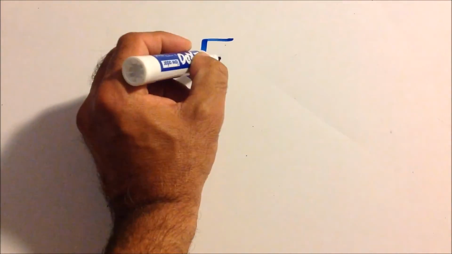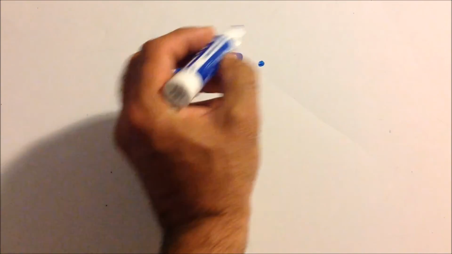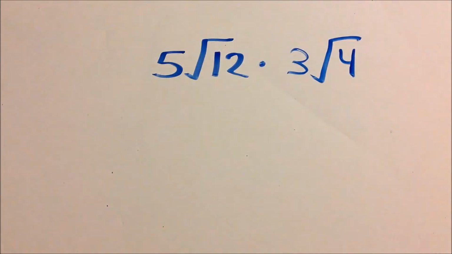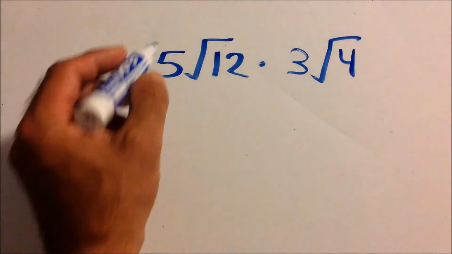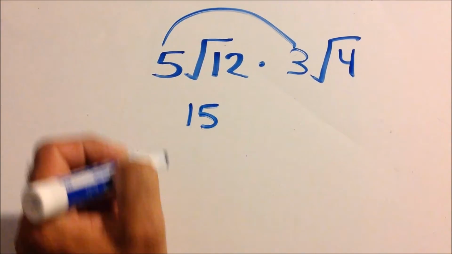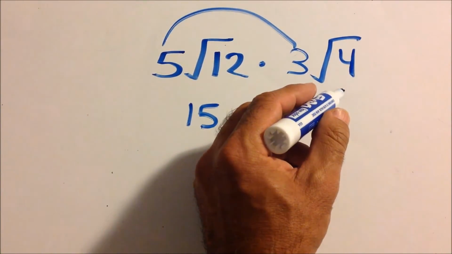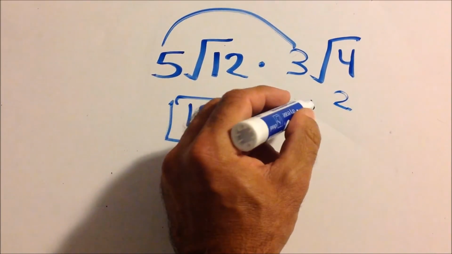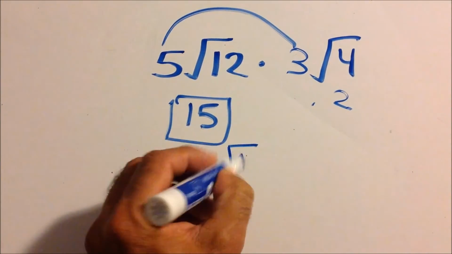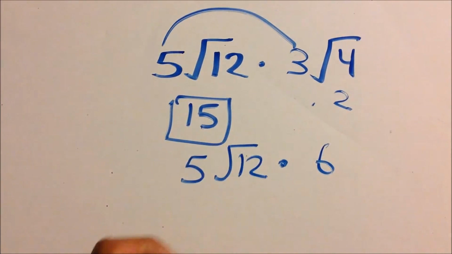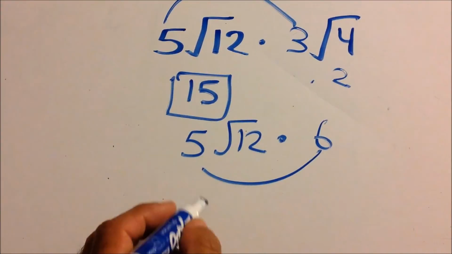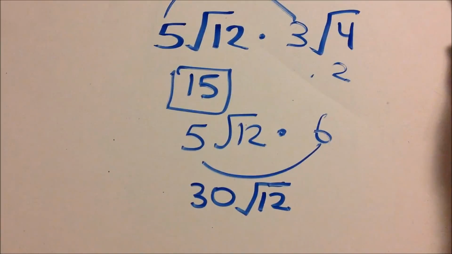5 square root of 12 times, let's say, 3 square root of 4. Do that one. So we have 5 times 3, which we know is 15. The square root of 4, though, before we even do the 15, we know the square root of 4 is 2. So we would have a 6 here. So it would be 5 square root of 12 times 6. We can multiply the integers. So we have 30 square root of 12. But there's still more we can do. So let's write 30 square root of 12.